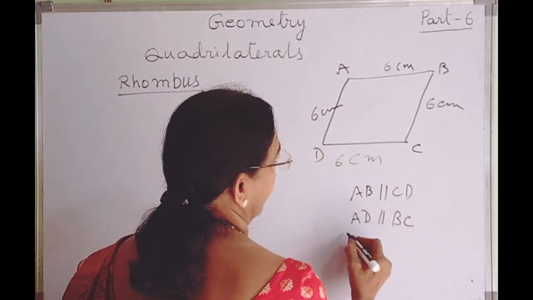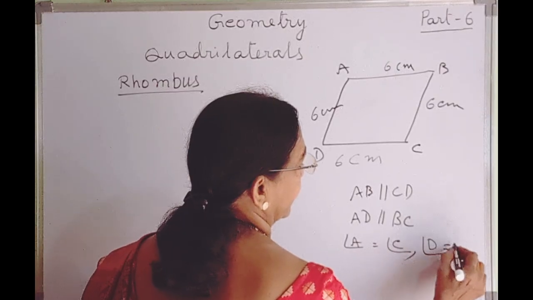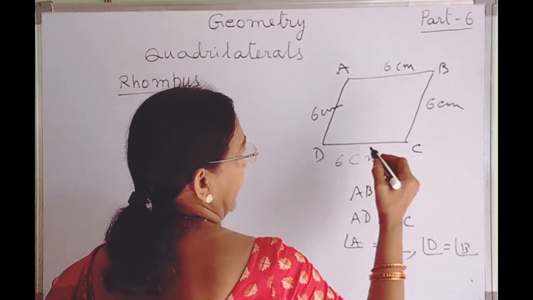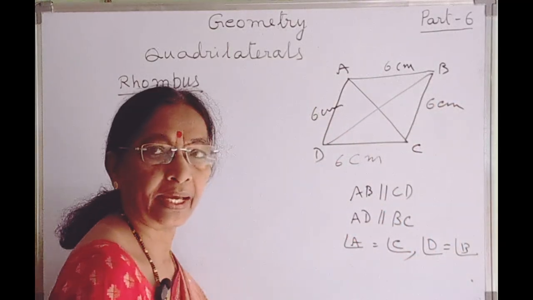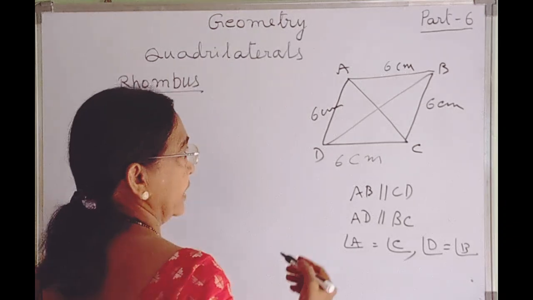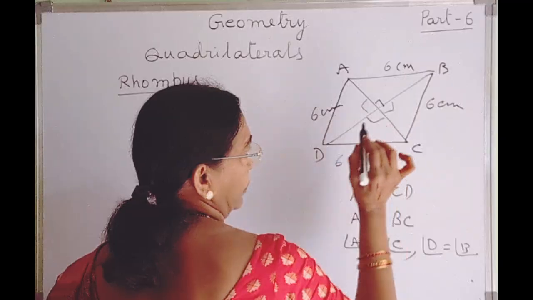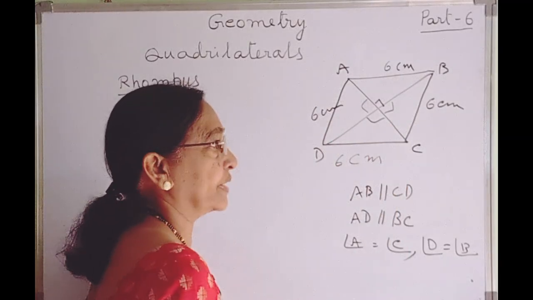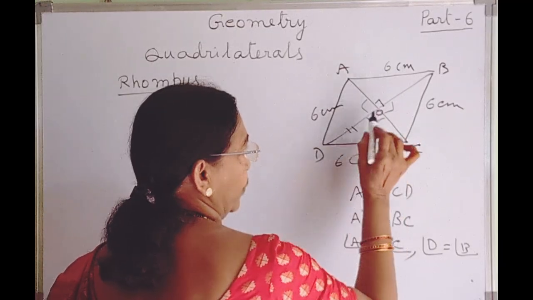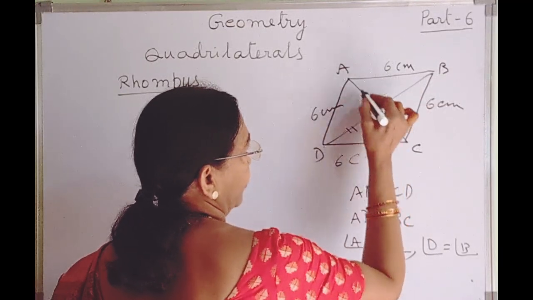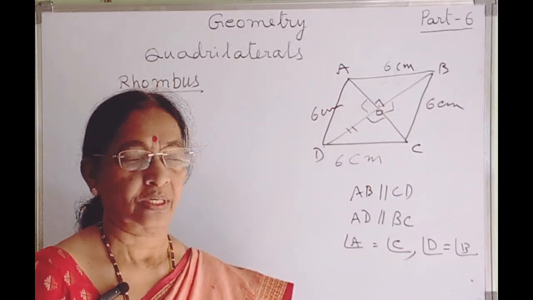Next, opposite angles are equal. Angle A is equal to angle C, and angle D is equal to angle B. Then the diagonals intersect perpendicular to each other. So this angle is 90 degrees, so all the four angles are equal to 90 degrees. They bisect each other perpendicularly. So if the point of intersection is O, OD is equal to OB, and OA is equal to OC. So these are the properties of a rhombus.